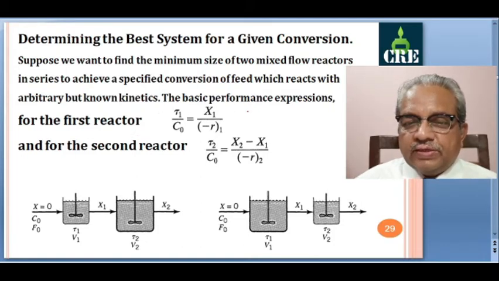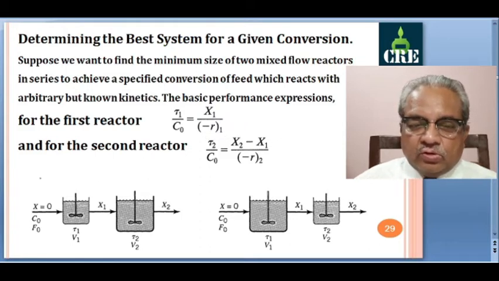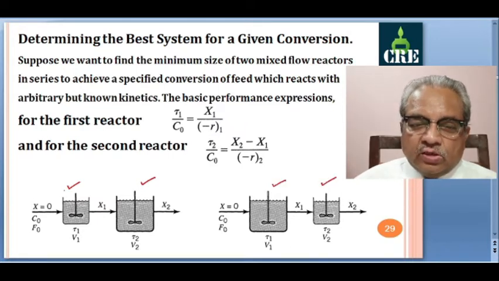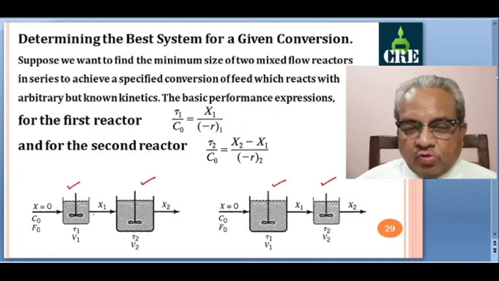Tau is equal to Ca0 into Xa. Here, this reactor is smaller in size and this is larger in size. Here it is larger in size and this is smaller in size. Here the smaller is placed first, followed by the larger. Here the larger is placed first, followed by the smaller one.